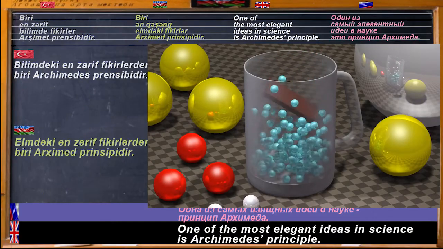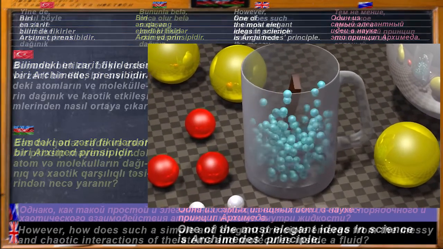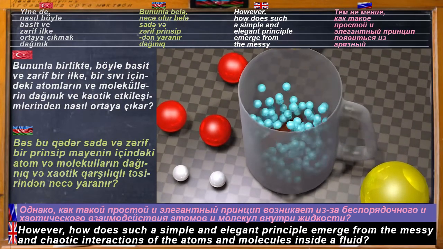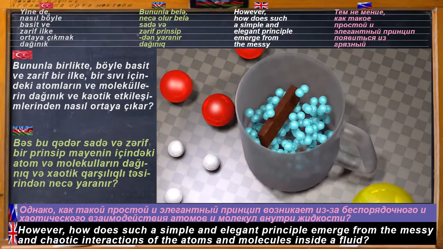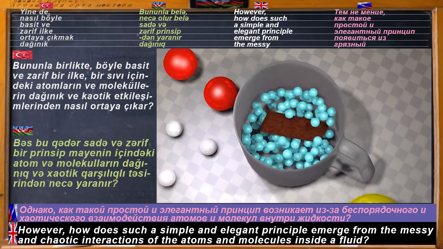One of the most elegant ideas in science is Archimedes' principle. However, how does such a simple and elegant principle emerge from the messy and chaotic interactions of the atoms and molecules inside a fluid?